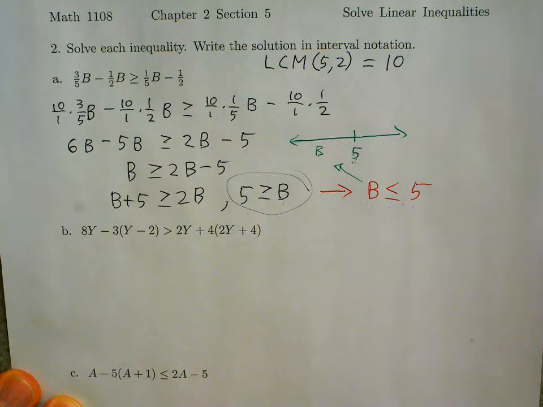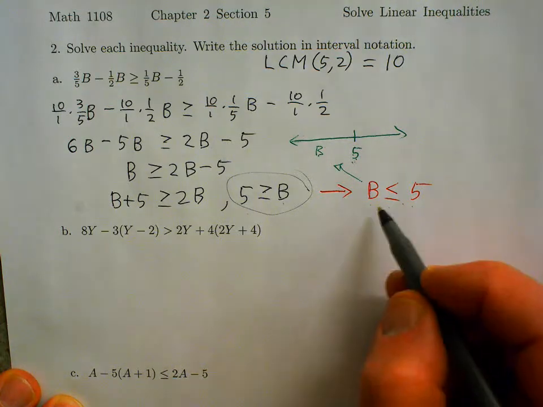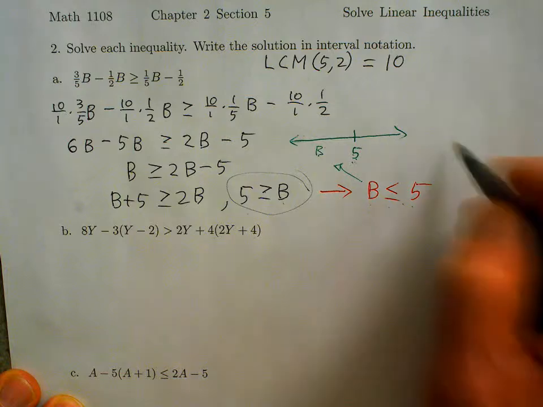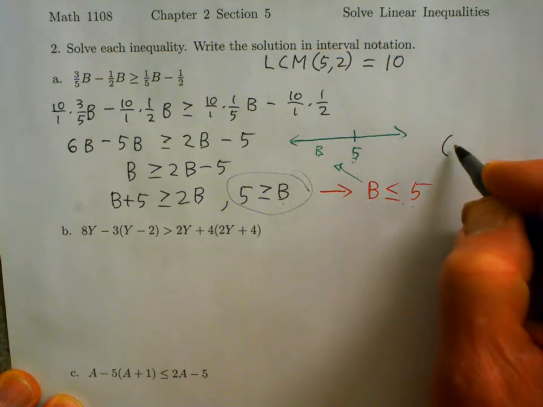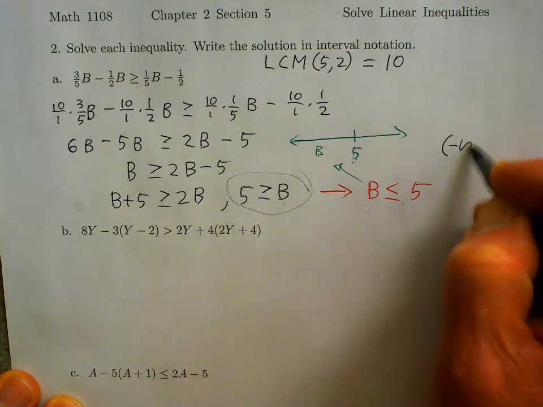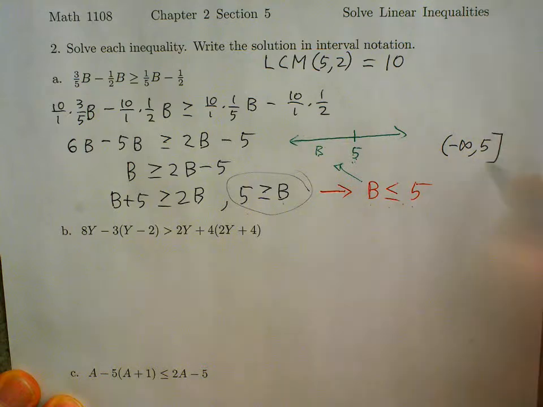Okay, we're almost out of time. Anyway, the interval notation, if b is less than or equal to 5, it's negative infinity, comma, 5 bracket.